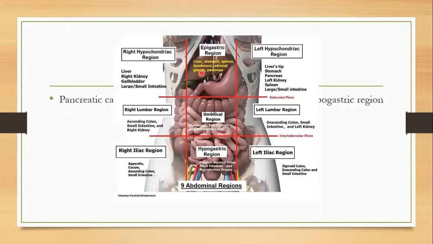Here you can see epigastric region, left hypogastric or hypochondriac, you have pancreas in both the sides. So this is the case of pancreatic cancer.